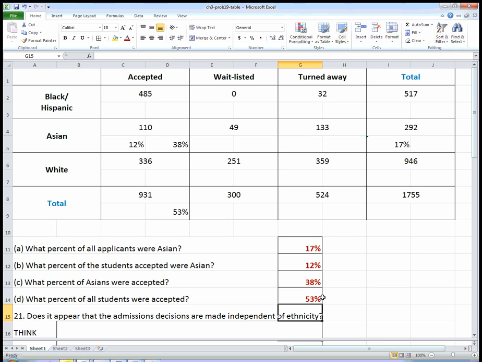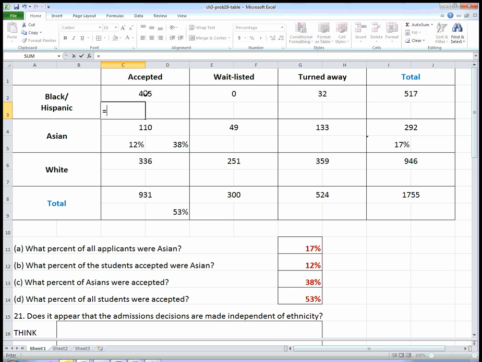So 53% of students in general are accepted. Only 38% of Asians were accepted. That might mean something in terms of the question here. Since they didn't really ask, let's go ahead and fill out some of the rest of this stuff.